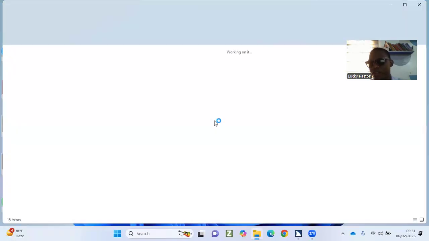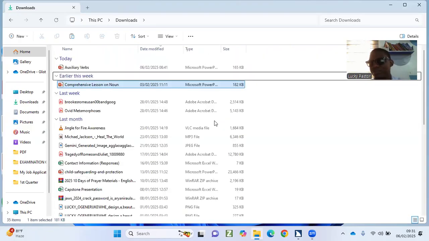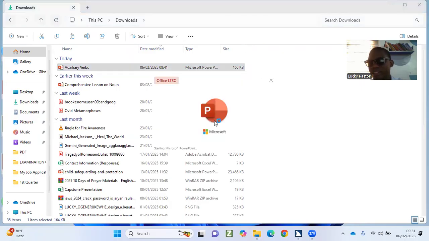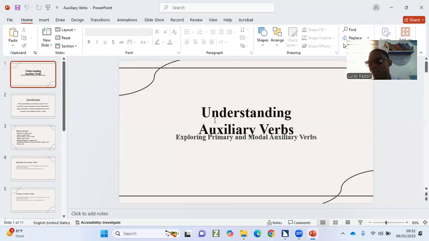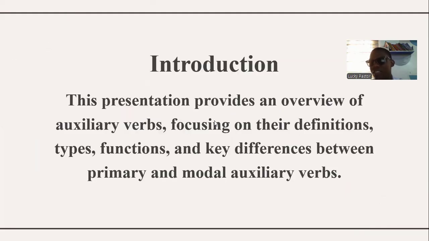So today we are going to be discussing a topic, auxiliary verbs. Auxiliary verbs are also called helping verbs, and they are called helping verbs because they help the main verb to form its tenses, its mood, as well as its modalities in terms of possibilities, permission, necessity, ability, etc. Right? So these are what we refer to as auxiliary verbs.